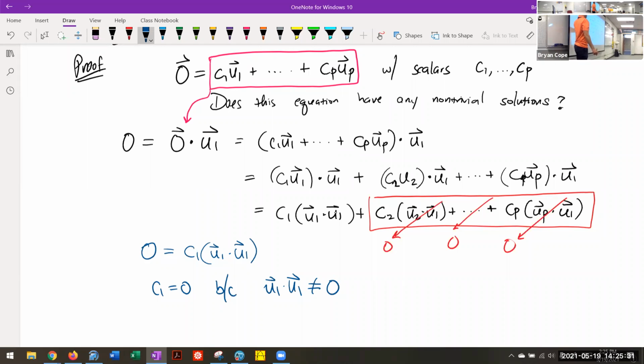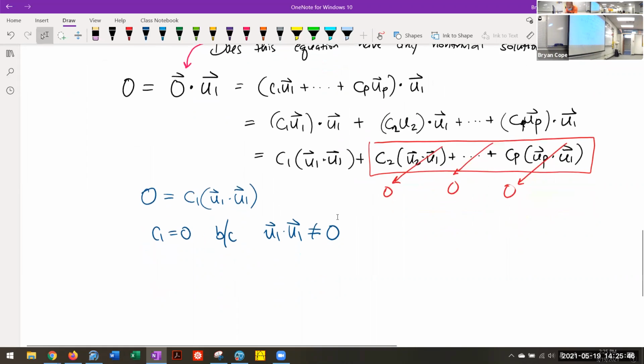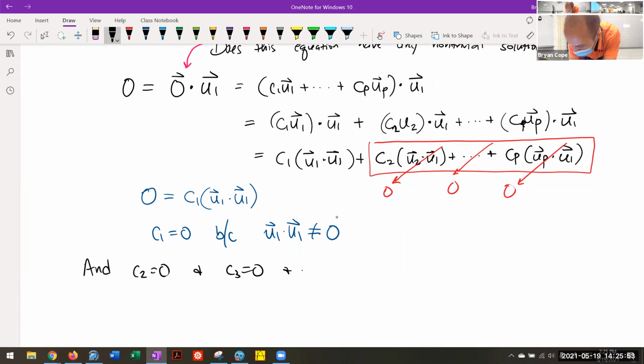You would say, oh, well, let's just do this whole thing again, but write this as 0 dot U2, and then do the whole thing again, and do it all the way out to UP, and the whole thing would work. Does that make sense? So C1 is 0, and we will say that C2 is 0, and C3 is 0, and so on, and CP is 0.